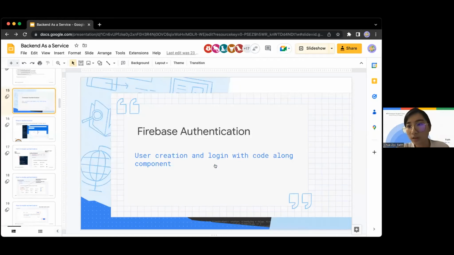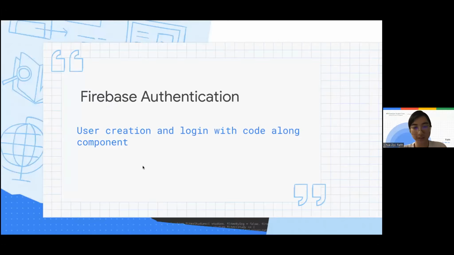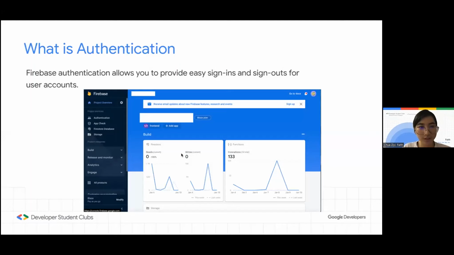Okay. So in Firebase authentication, it's basically enabling user sign-ins and sign-outs, and of course the creation of user accounts. So what exactly is authentication? Authentication allows you to sign in and sign out, and allows you to create user accounts. The thing about Firebase is it's very good for authentication because it makes the process of authenticating a user much easier and a lot simpler.